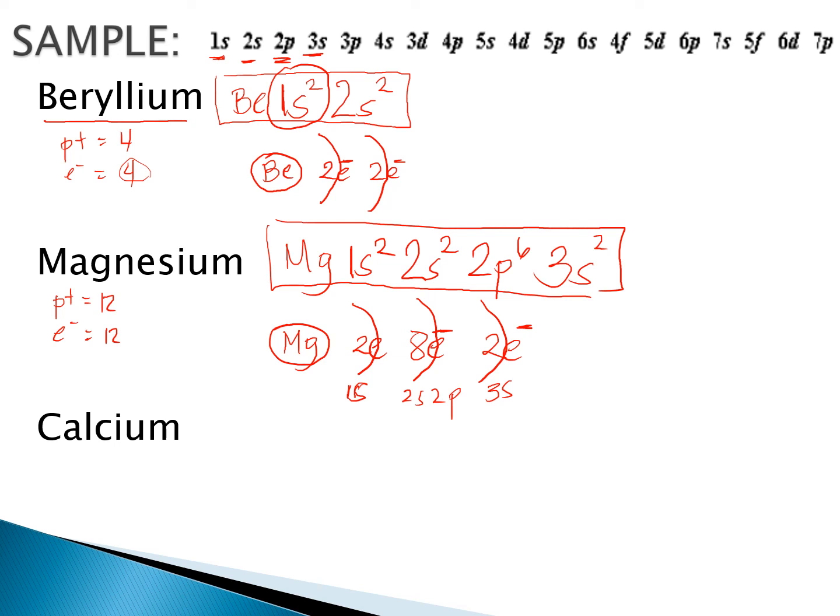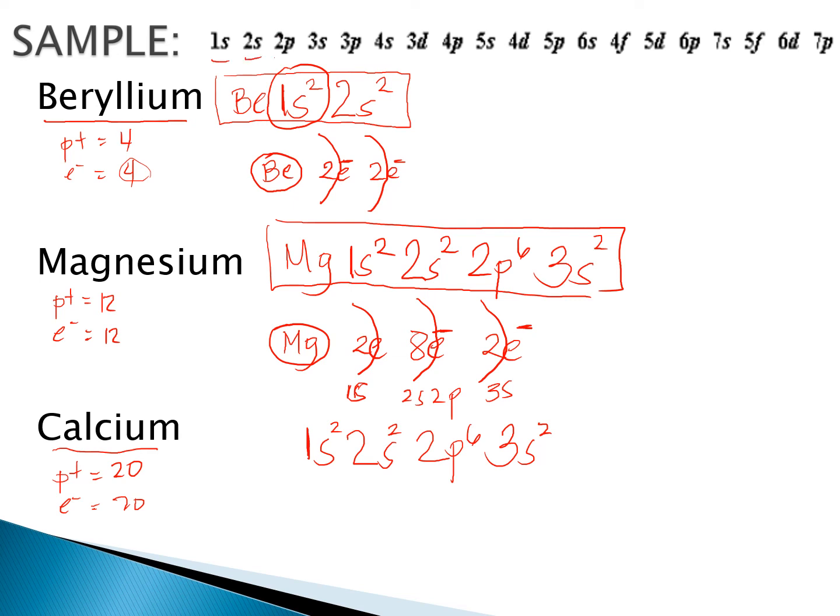Next, last, let's proceed with calcium. So calcium, the atomic number is 20. So the number of protons is 20 and the number of electrons is also 20. So now let's try to write its electronic configuration using the electronic distribution mnemonic chart. We start with 1s2, next is 2s2. Next is 2p6. Next is 3s2.